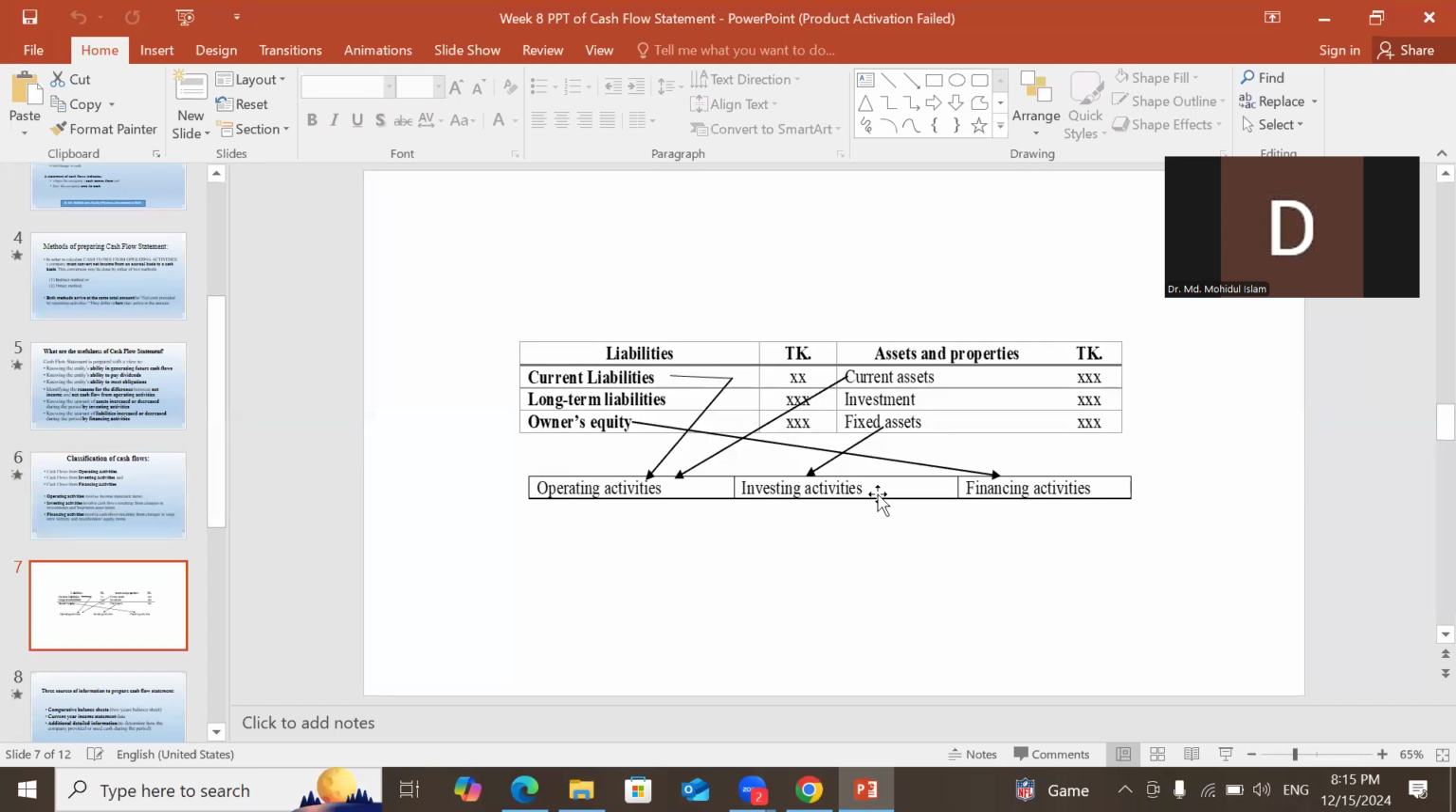Another slide elaborates the details. The operating activities are related to current liabilities and current assets. Investing activities are related to fixed assets and investing in any project. Financing relates to owner's equity, because it is share related and bond related. This is the financing.